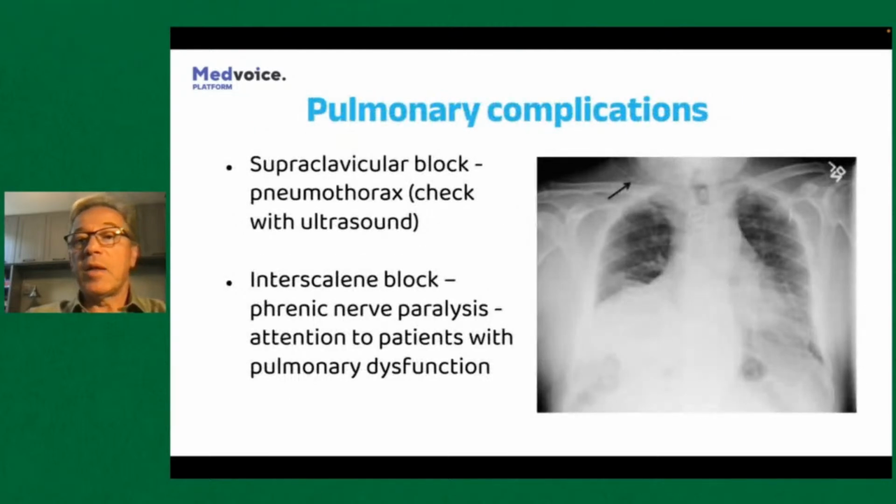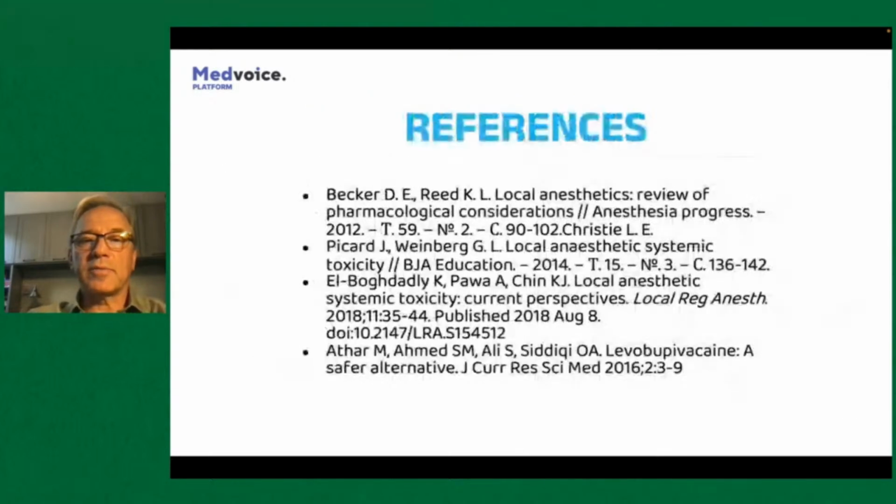administration. Pulmonary complications, for some blocks like supraclavicular blocks, it's pneumothorax, and so you would check with ultrasound these days very quickly. For interscalene block is the phrenic nerve paralysis. So do not ever do that block on both sides. So this is the picture of a phrenic nerve paralysis. The diaphragm there on the right side is a lot higher. So if you've done it bilaterally, then obviously you will compromise the breathing of that patient.